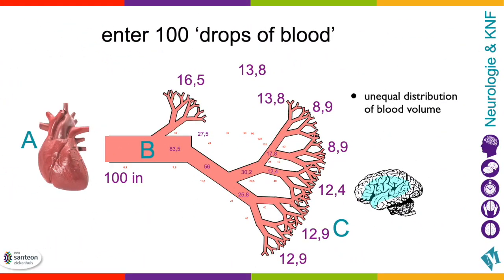So if we enter 100 drops of blood in this asymmetrical arterial tree, the blood will distribute unevenly over all subtrees. Subtrees close to the heart will receive more blood than those more remote. And the heart has no powers to direct blood preferentially along the various parts of the arterial tree.